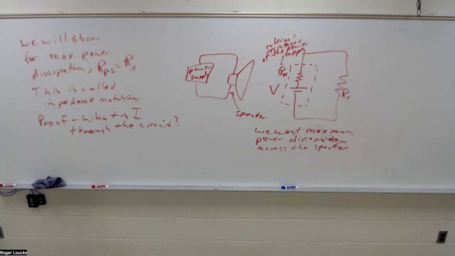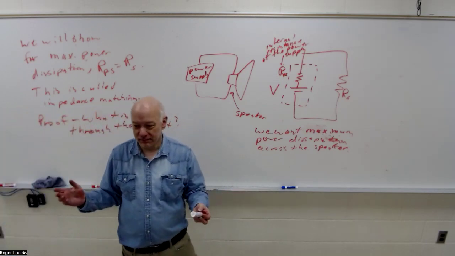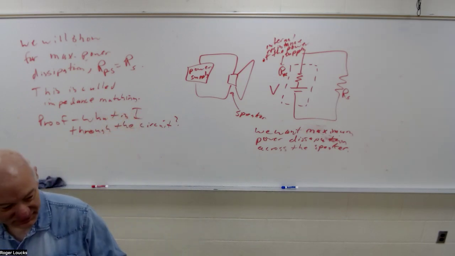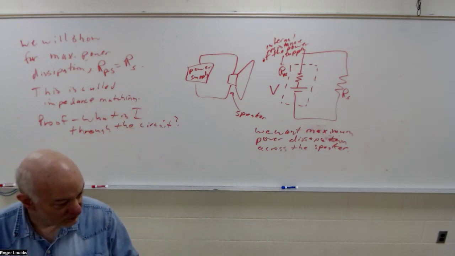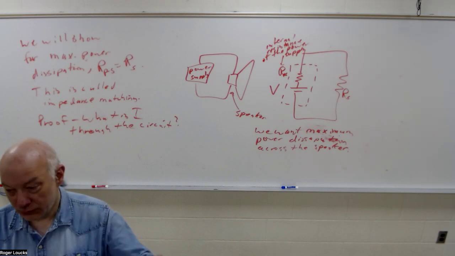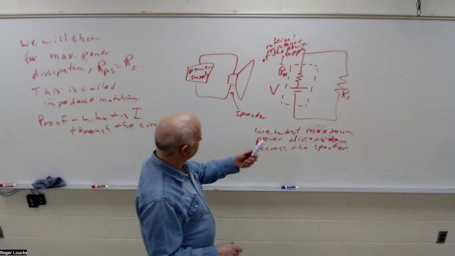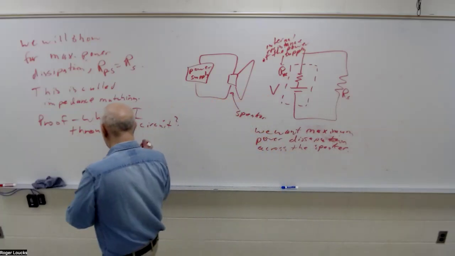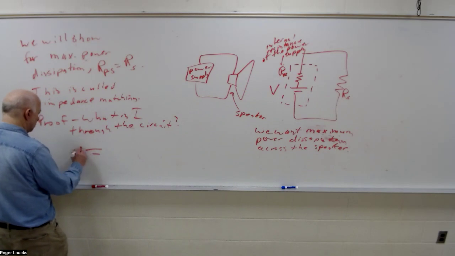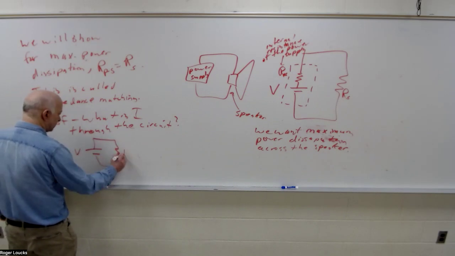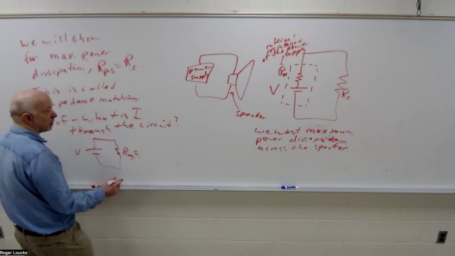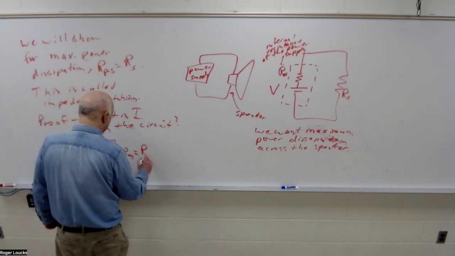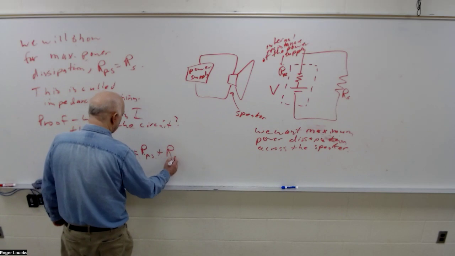I equals V over R. What's the R? R_PS plus R_S. Perfect. Okay, what do you know about these two resistors? They're in series. So the whole circuit really reduces to this. I have V, and I have this R equivalent, which is R of the power supply plus R of the speaker.